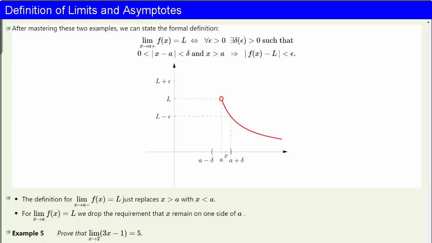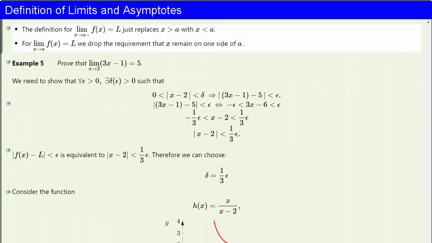Here's a translation into reasonably coherent English. If the limit of f of x as x approaches a from the right is L, then you can tell me how close you want to keep f of x to L by specifying a constraint on the absolute value of f of x minus L. This is the epsilon. Then I will always be able to provide you in return with a constraint on the distance between x and a, we call it delta, so that if x satisfies my constraint and is to the right of a, then f of x satisfies your constraint. Here's the picture.